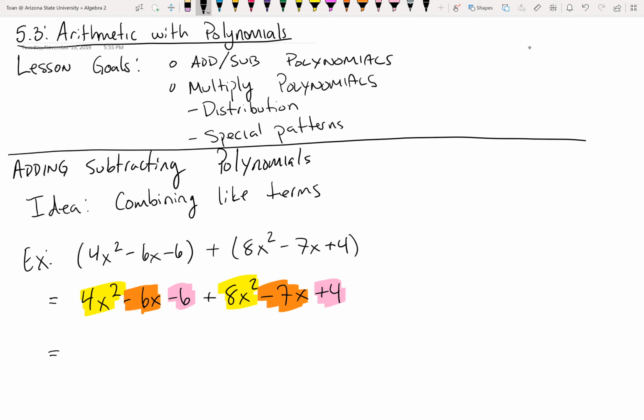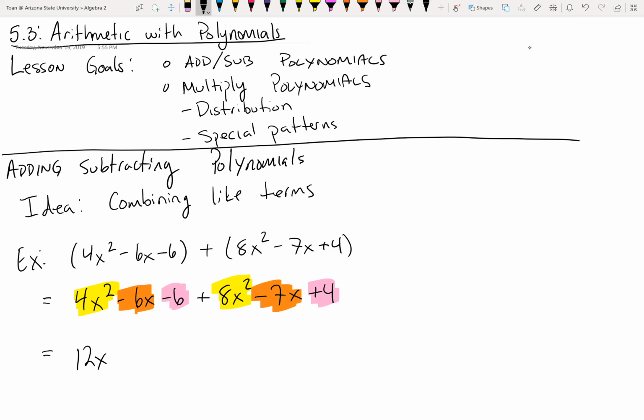So let's work on the yellow, the x squares. 4 with the plus 8 is a positive 12. Let's work with the x's, the reds. Negative 6 with the negative 7 is a negative 13. And let's work with the constants, the pink. Negative 6 with the plus 4 is a negative 2. Boom, we added those two polynomials together.